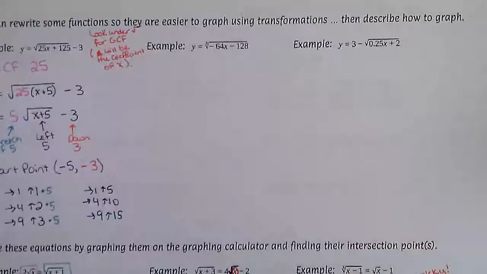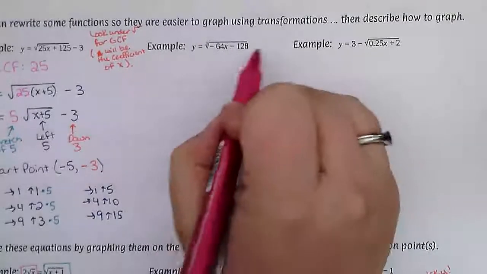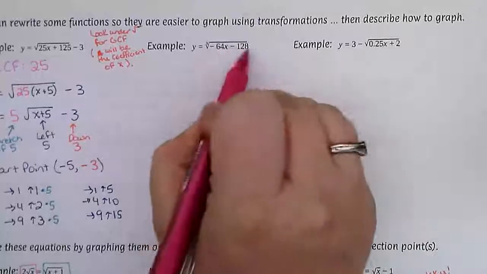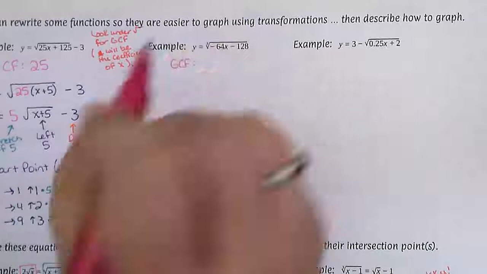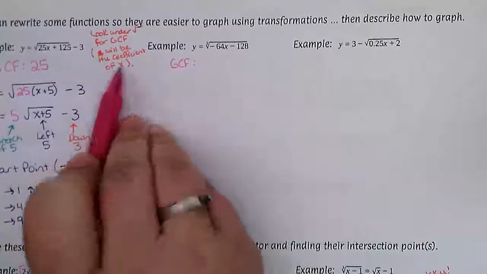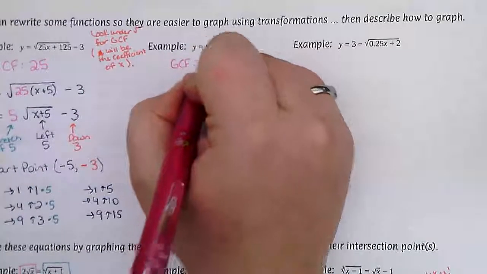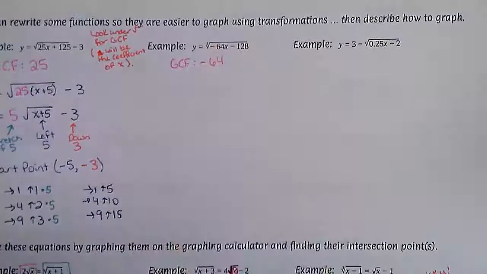Let's try another one. This one looks like everything's down there underneath that radical. There's nothing out here. So I have to look underneath that radical. Let's see what the GCF is. Remember my hint that it's always going to be the coefficient of x. The coefficient of x in this case is negative 64.